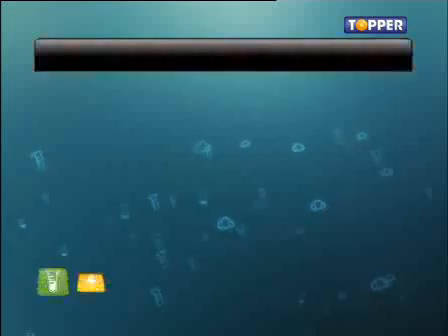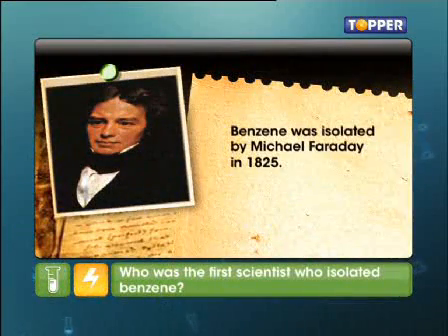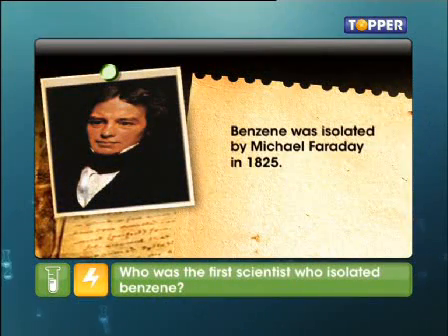Before the break, I had asked you who was the first scientist to isolate benzene. Well, benzene was isolated by Michael Faraday in 1825. But as I said, there is a story associated with it. Benzene was isolated in 1825, but it took 40 years for another scientist, Frederick Kekulé, to come up with its structure. How did he do it?